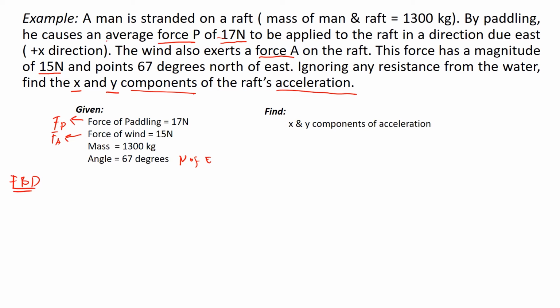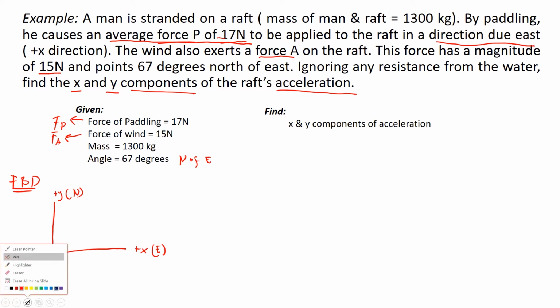Free body diagram. Let's analyze this statement here. By paddling, the average force of 17 newtons is directed due east. So we can partially draw a coordinate system. This is positive x, or east, and this is our positive y, or north. The force of paddling is directed towards the positive x direction, so we can label this F sub P.